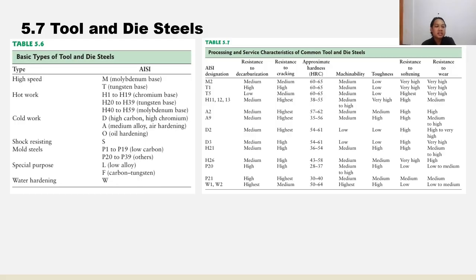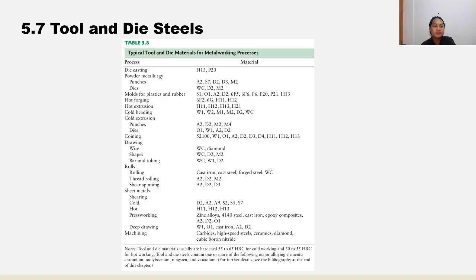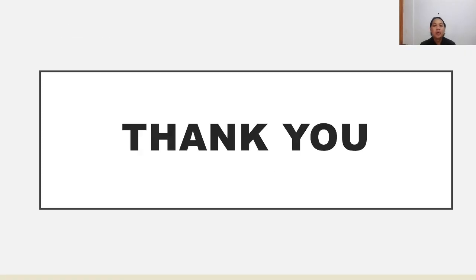As you can see in table 5.6, there are basic types of tool and die steels. And table 5.7, there are processing and service characteristics of common tool and die steels. And table 5.8, the typical tool and die materials for metalworking processes.